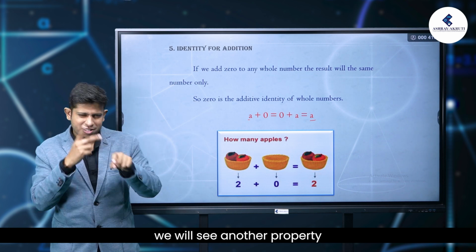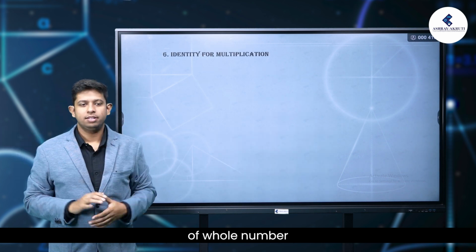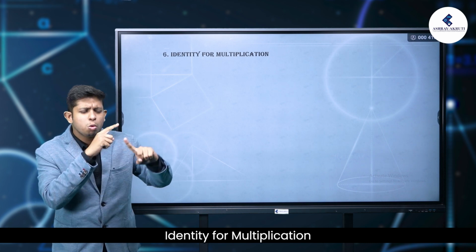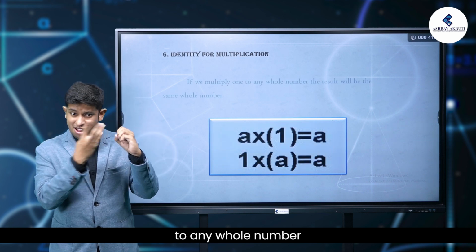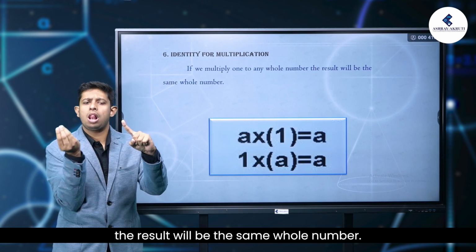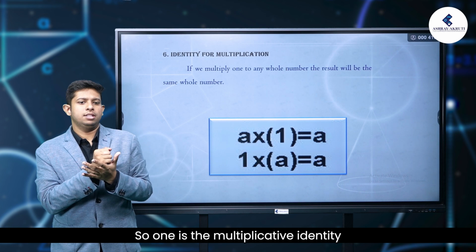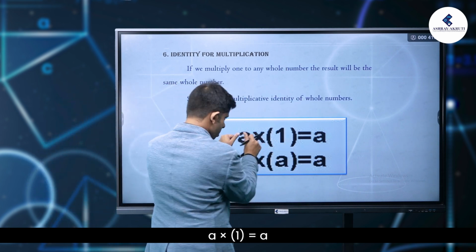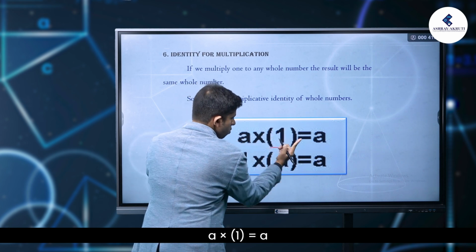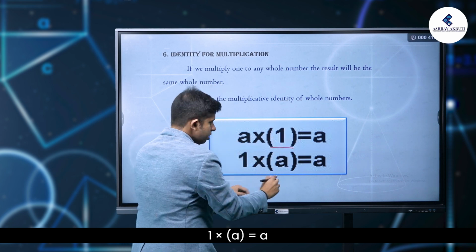Finally, we will see another property of whole numbers. Identity for multiplication. If we multiply 1 to any whole number, the result will be the same whole number. So 1 is the multiplicative identity for whole numbers. A into 1 is equal to A. 1 into A is equal to A.